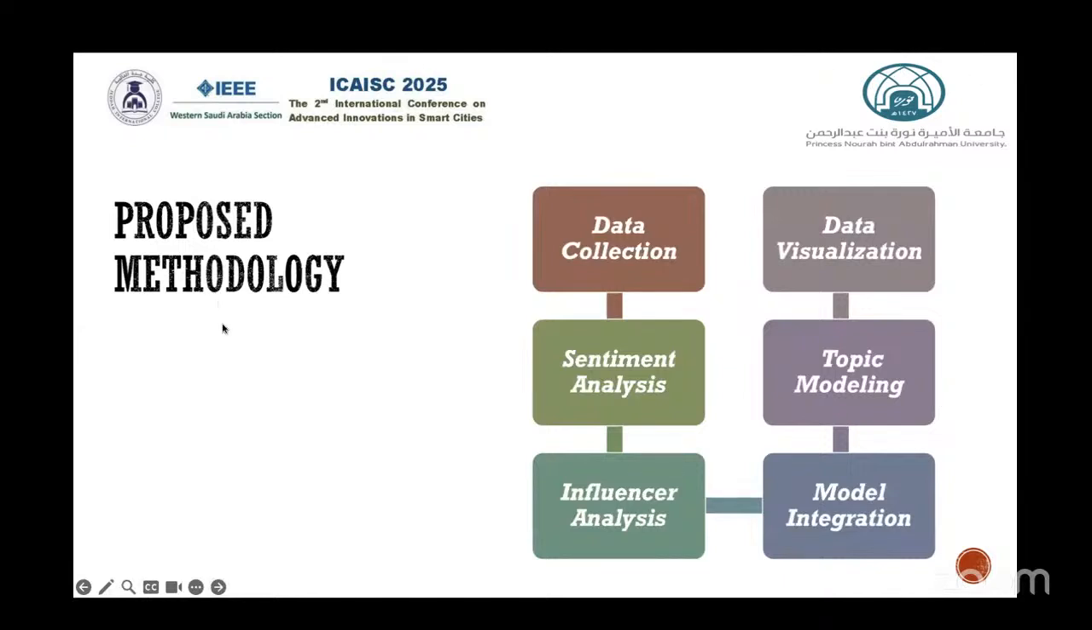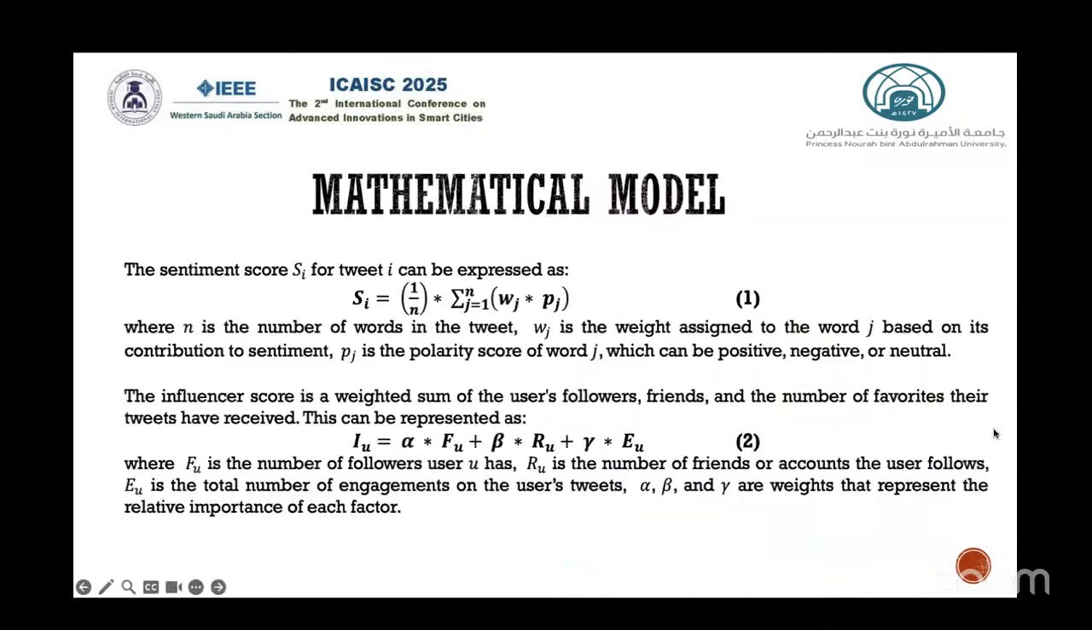What we have done here is the proposed methodology that starts, as we all know, with data collection and sentiment analysis. Of course, this is a very important part to have a good thought about these sentiments and how we can analyze that, and know the influencers who are going to play important parts in terms of the integration model. And then we classify that using topic modeling, and then we can visualize the data, and then we can repeat that as action research, so we can have an improvement based on that.